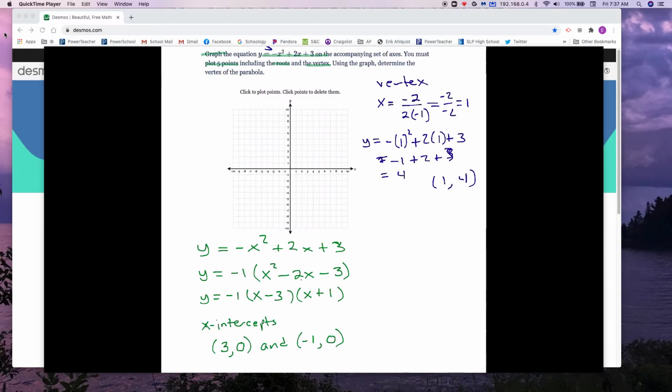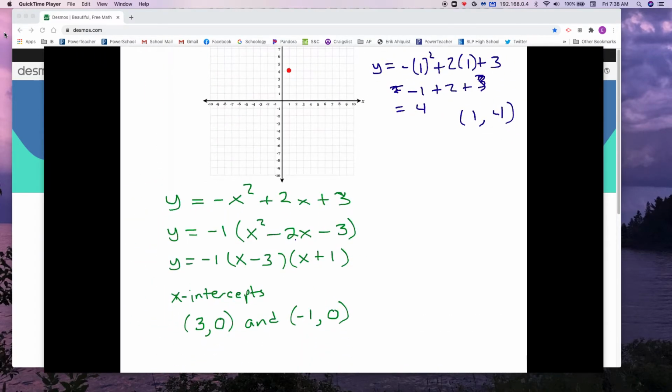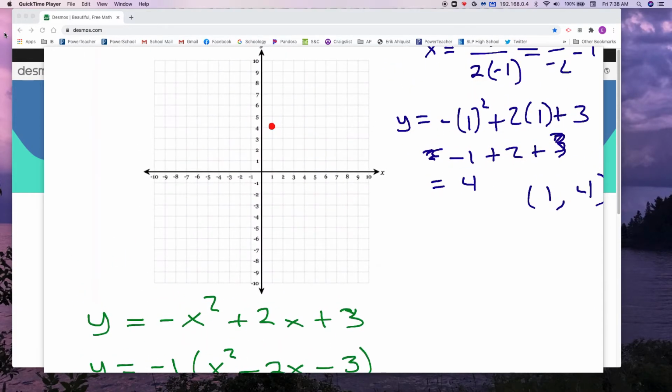Okay, so let's look at the first thing. Let's plot that vertex. That vertex is at 1, 4. So 1, 4 is right up there. There's my vertex. I'll actually plot it all in red. My vertex is right up there at 1, 4. My 2 intercepts, I got 3, 0 and -1, 0. So 3, 0 is right there. -1, 0 is right there.